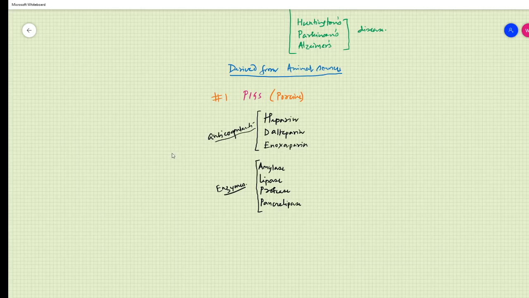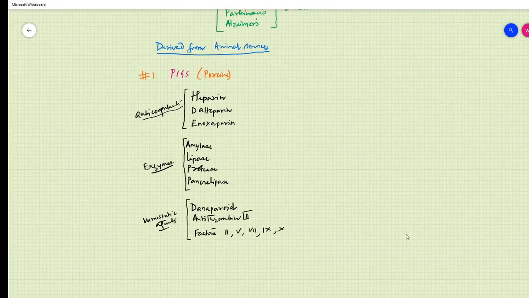Then there are certain hemostatic agents. Let's look at some hemostatic agents. So there is heparinoid. Then we have the blood coagulation factors like antithrombin 3. And there are factors like 2, 5, 7, 9, and 10. These are hemostatic agents. So, what are hemostatic agents? They are used to prevent bleeding. But in this example, they are drugs which are derived from the porcine source.